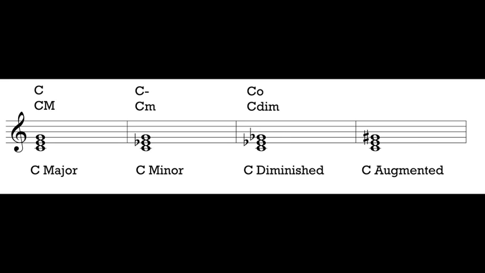Last one, augmented. Augmented chords are the least common, but that plus sign is a pretty standard way of notating any augmented triad. And so again, if we see that up top, then that's going to tell us an augmented triad is found beneath.